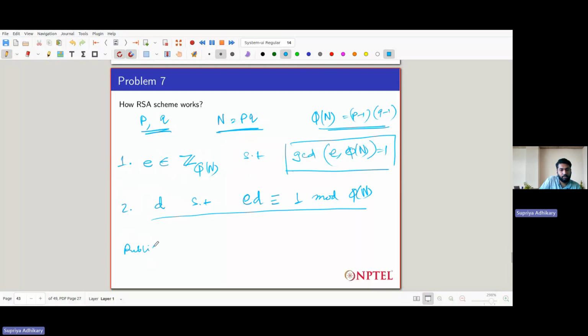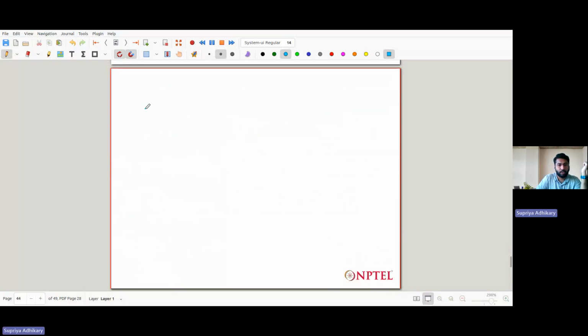And there are two kinds of parameters in RSA: public parameters and private parameters. Private parameters are not supposed to be made public, and public parameters are the ones that are made public. So the public parameters are n and E, and the private parameters are P, Q, D, and phi n. So these are not supposed to be made public. Okay, so now how do the schemes work? So the encryption scheme works in this way. We take any message M from Zn star.